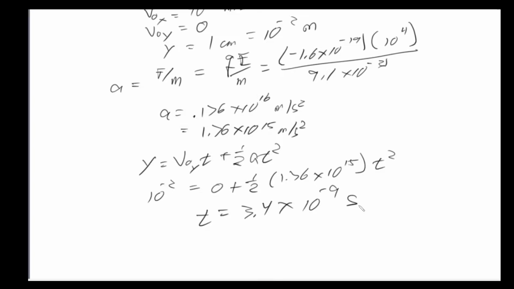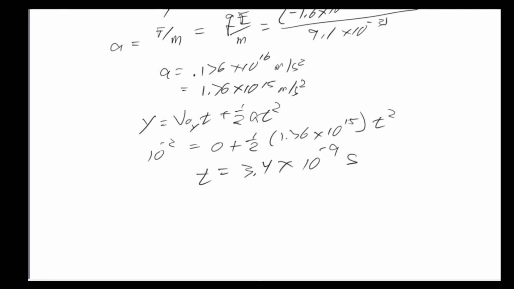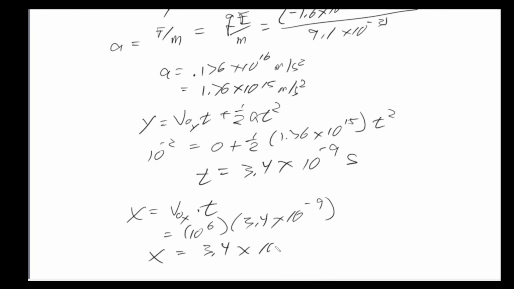And if you go through that calculation, you find that t is equal to 3.4 times 10 to the minus 9th seconds. Now that we know the time of travel, we can use that to find how far the electron travels in the x direction. In other words, where it will hit the positive plate. So we use the formula x equals velocity in the x direction times t, which is equal to 10 to the 6 meters per second, which we're given, times t, which is 3.4 times 10 to the minus 9th seconds, which we calculated. And we end up getting x is equal to 3.4 times 10 to the minus 3 meters. That's where the electron will hit the positive plate.